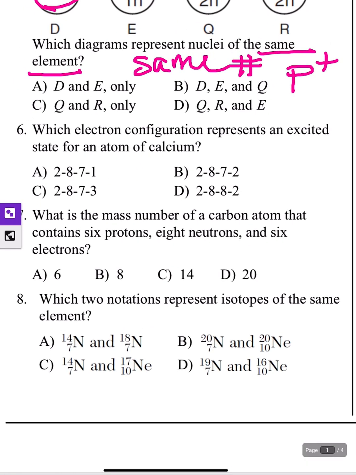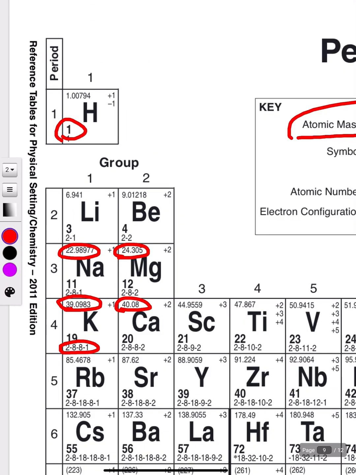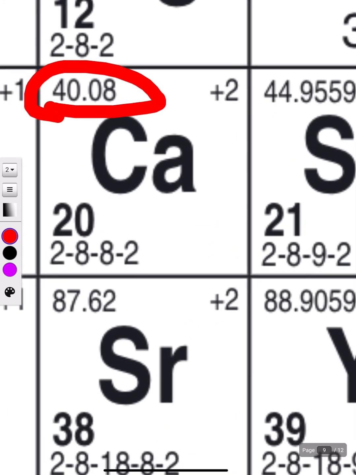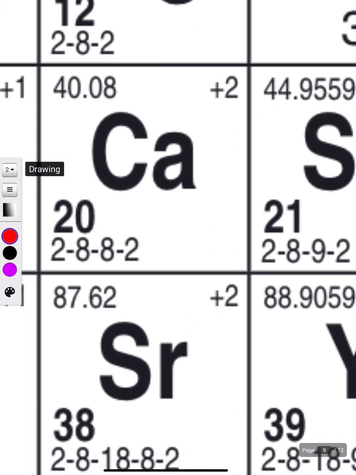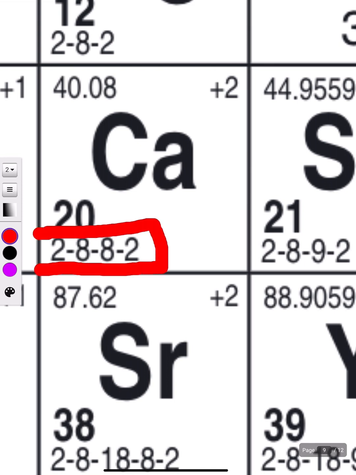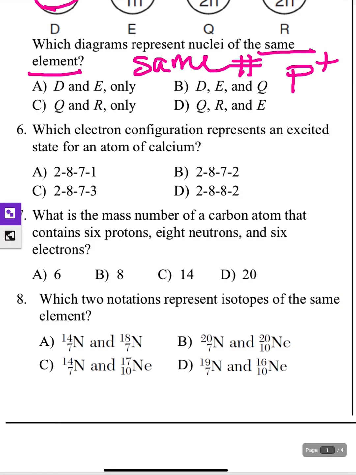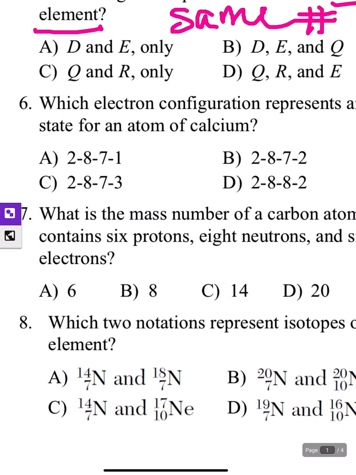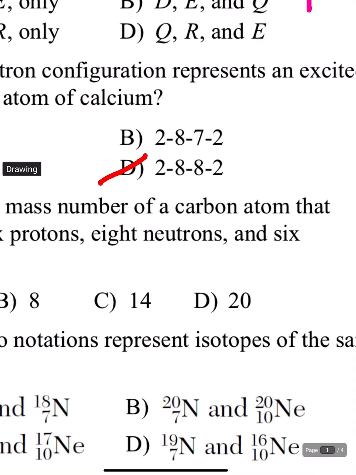Number 6. Which electron configuration represents an excited state of calcium? So once again, for calcium, I'm going to look it up in the reference table. The electron configuration of calcium, I see it right here, 2882. So 2882, that is the ground state of calcium. So I'm going to go ahead and cross this out because this is the ground state.